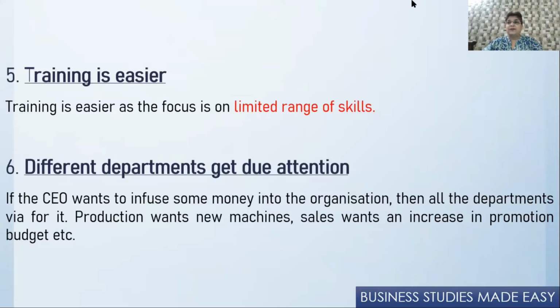So every department, they fight for their attention. So each department gets equal attention. The CEO cannot distribute half of each. He has to give only the entire amount of money to just one department.